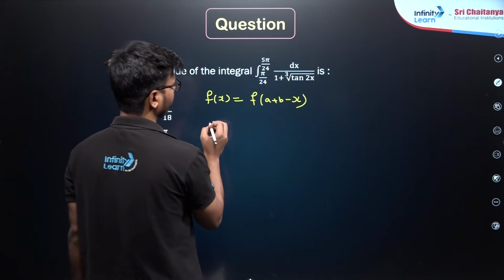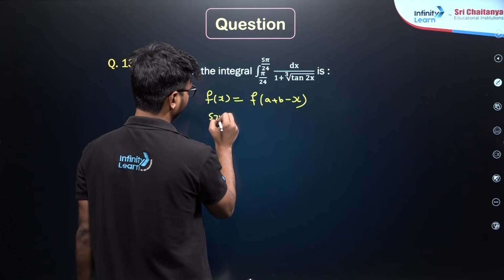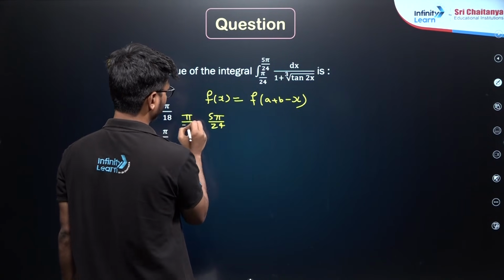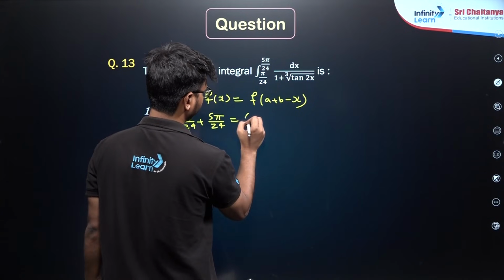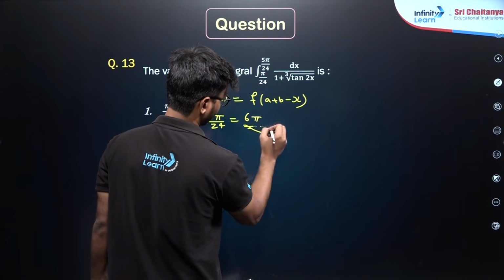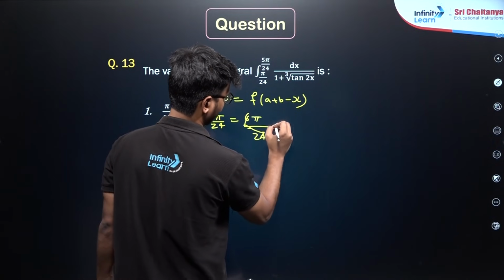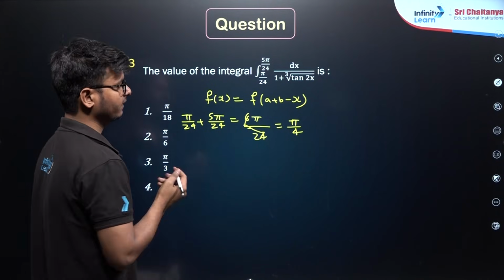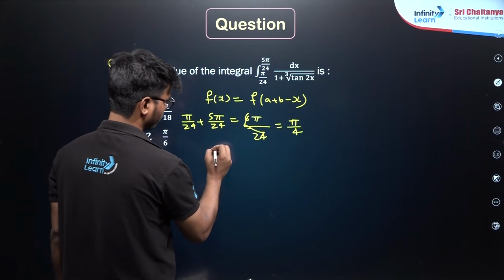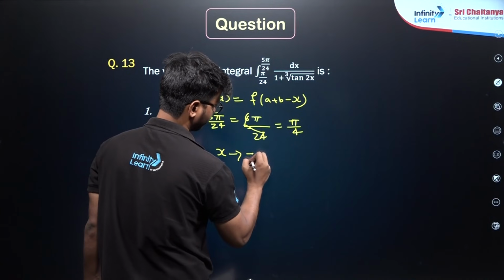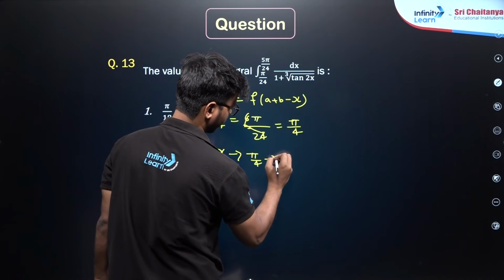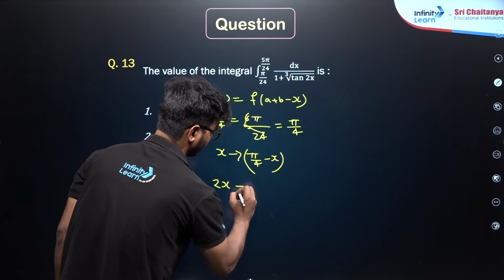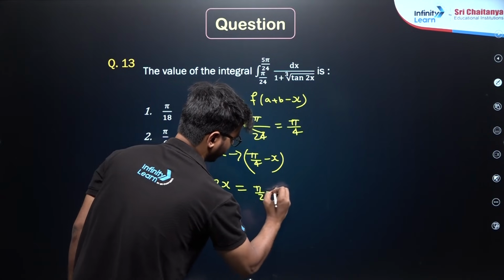Now the value of a plus b is going to be 5 by 24 plus, here it is pi by 24, so I am going to get 6 pi by 24, that is nothing but pi by 4. This means that we have to replace x with pi by 4 minus x. So I am going to replace x with pi by 4 minus x. Agree? Now here we are having 2x, so I am going to write 2 times x. So here I am going to get pi by 2 minus 2x.